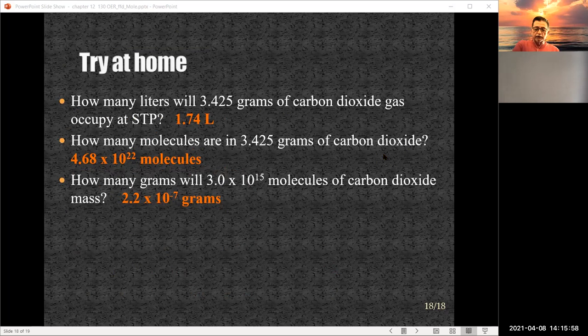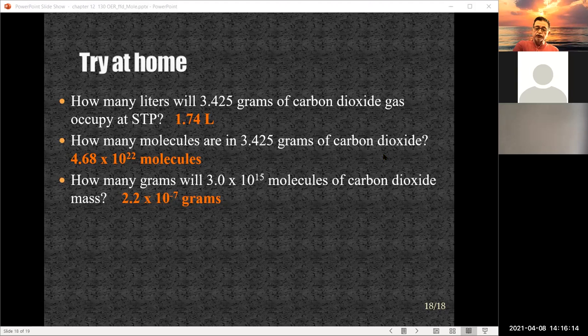Here's a question: how many liters will 3.425 grams of carbon dioxide occupy at STP? You should end up with 1.74. How many molecules are in 3.425 grams of carbon dioxide? You should end up with 4.65 times 10 to the 22 molecules. And then finally, how many grams is 3.0 times 10 to the 15 molecules of carbon dioxide? You should end up with 2.2 times 10 to the -7 grams.